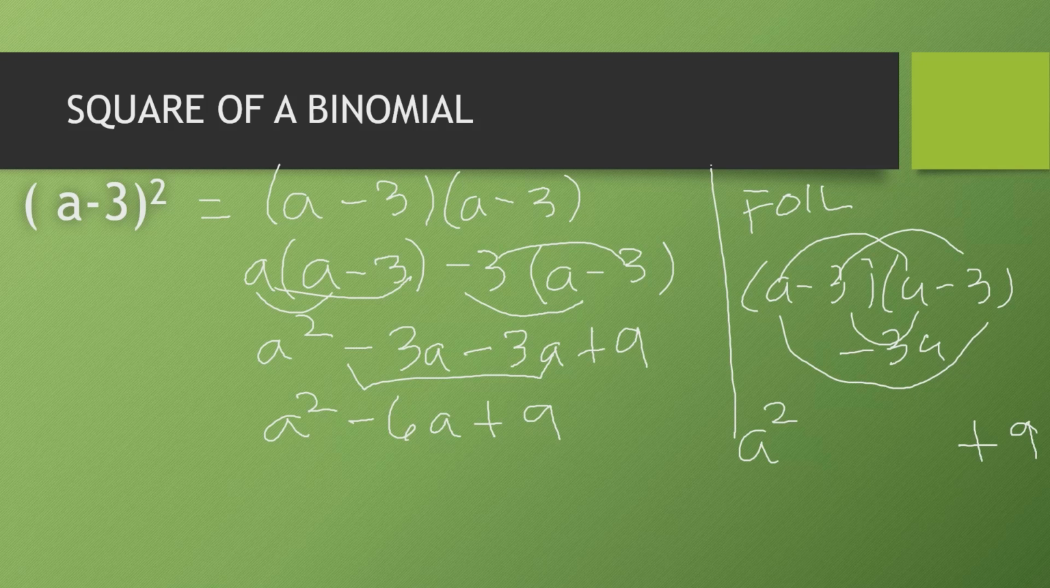Negative 3 times a is, again, negative 3a. The sum of that is negative 6a. Meaning, the square of a minus 3 is equal to a squared minus 6a plus 9.